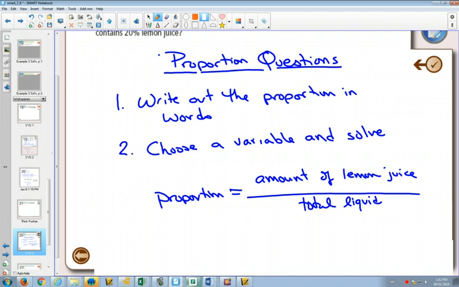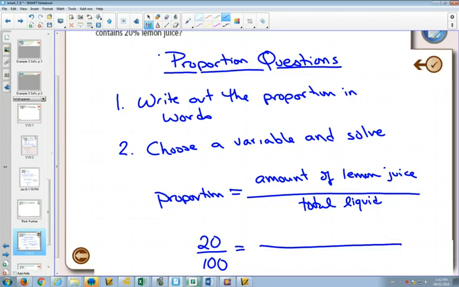Because if we write out the proportion in words, what do we want? We want the proportion to be 20%. So 20%, you could write it as a fraction, or you could write it as a decimal. That's 20 out of 100. What don't we know? We don't know how much lemon juice to add. So that's where we choose our variable. It's going to be x.